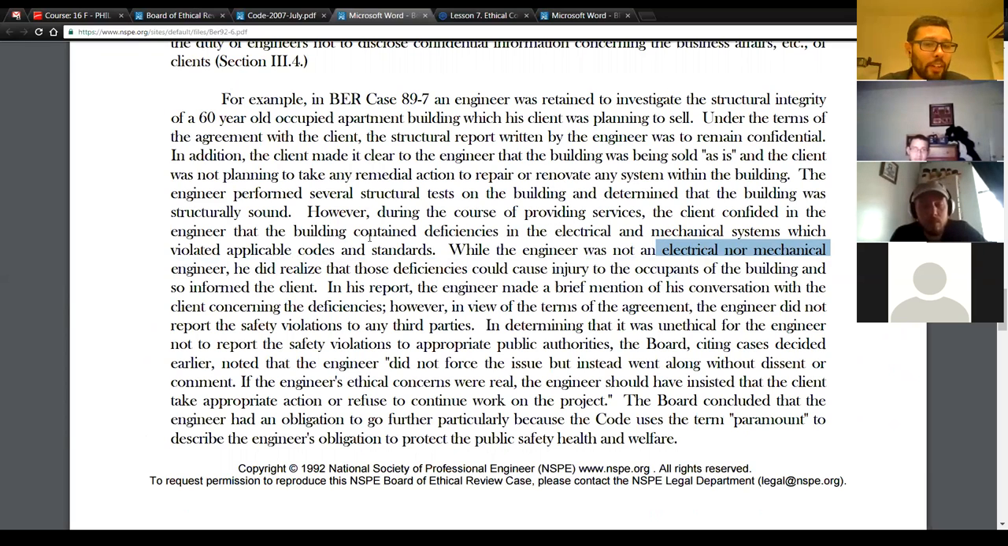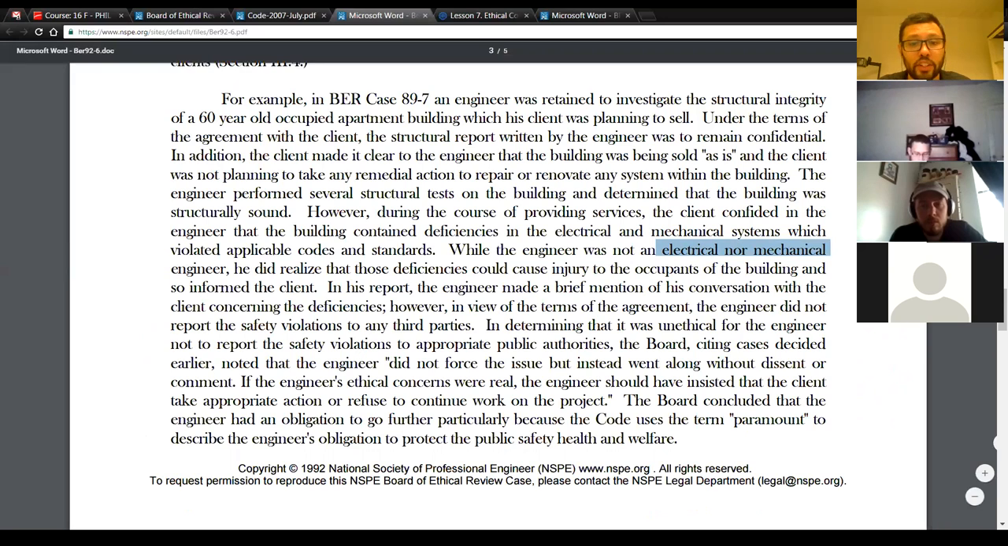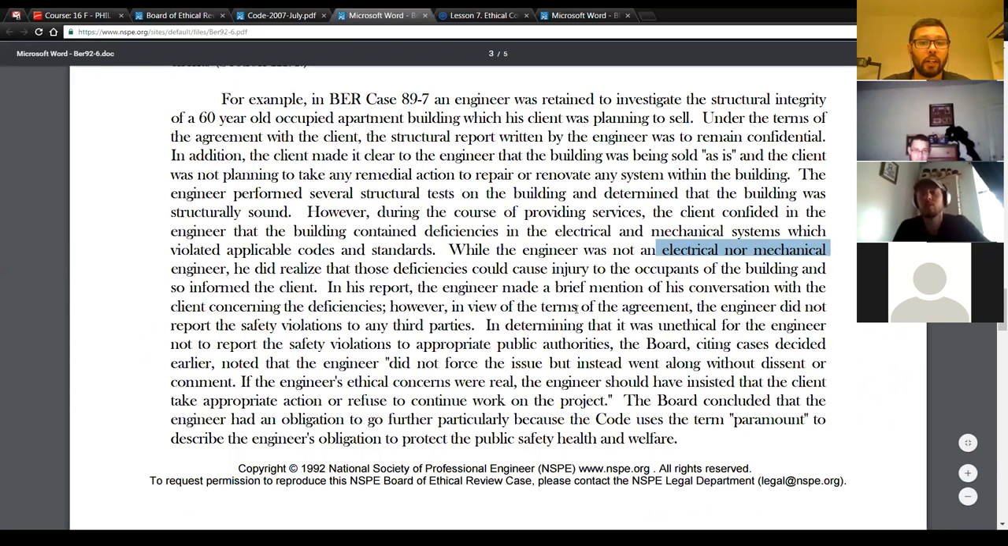But just because the client said something at all, just because there was an impression that something might be dangerous, the board finds in this case that the engineer acted unethically by not revealing this information to third parties, that the engineer had an ethical obligation to force the issue.